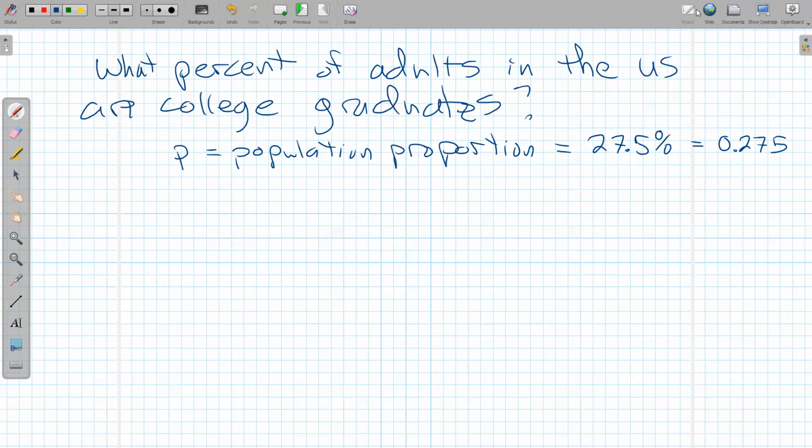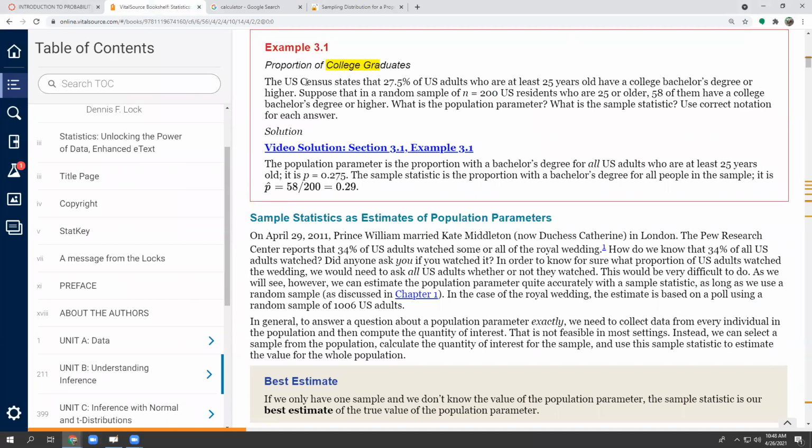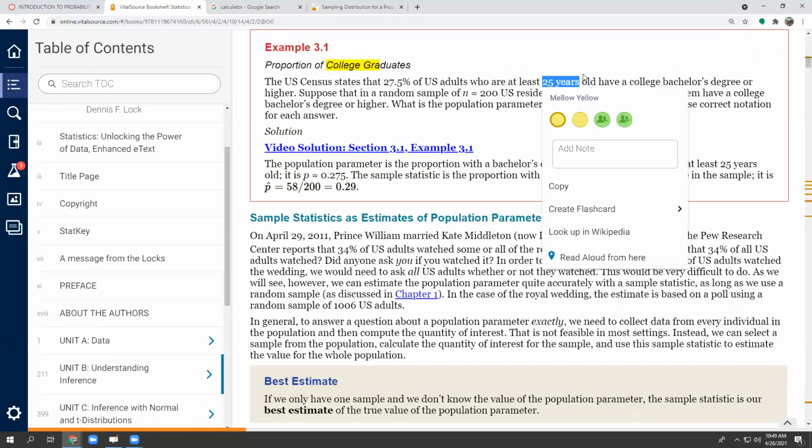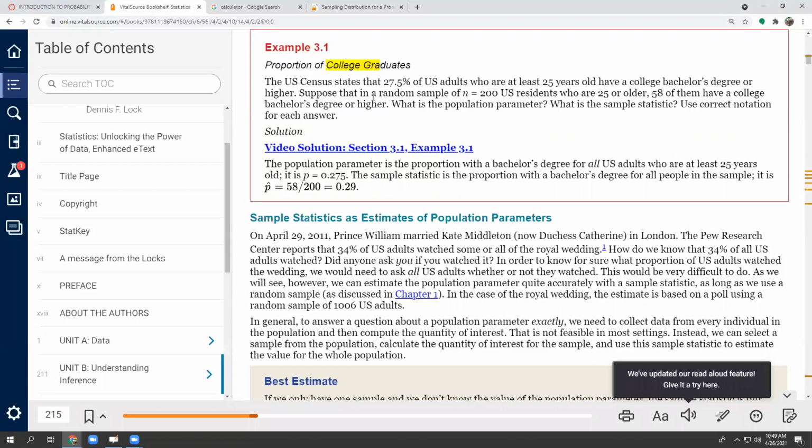So this is an example from the book. Let me drag it over here and look at it with you. So this is from, okay, US Census. So this must have been from 2010 data because the 2020 census wasn't out yet. With a bachelor's degree or higher. So US Census claims, and we'll talk about what census means here too, 27.5% of US adults who are at least 25 years of age. Okay, so that's our definition of an adult here, which makes sense. It takes a few years to get a college degree, a bachelor's degree or higher.